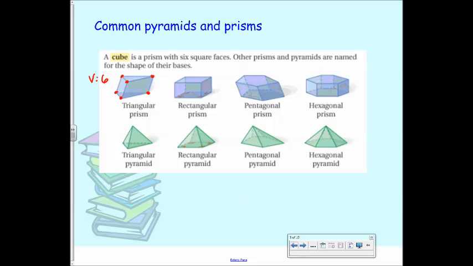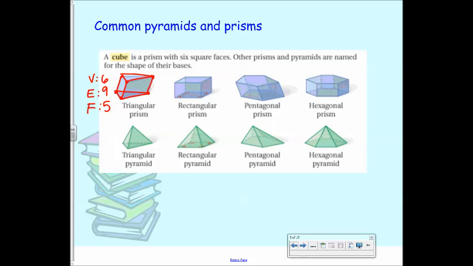All right, edges. What's an edge? The lines you would have to draw to connect them. So how many edges would this have? 3 on top, and then 3 on the bottom, and then 3 connecting those. So it would have 9 edges, and then how many faces? 5 faces. Okay. What about a triangular pyramid?